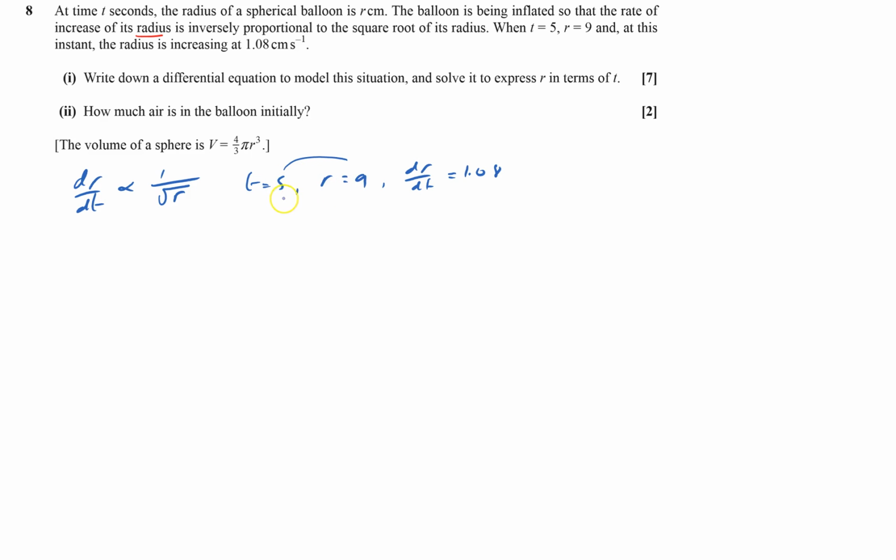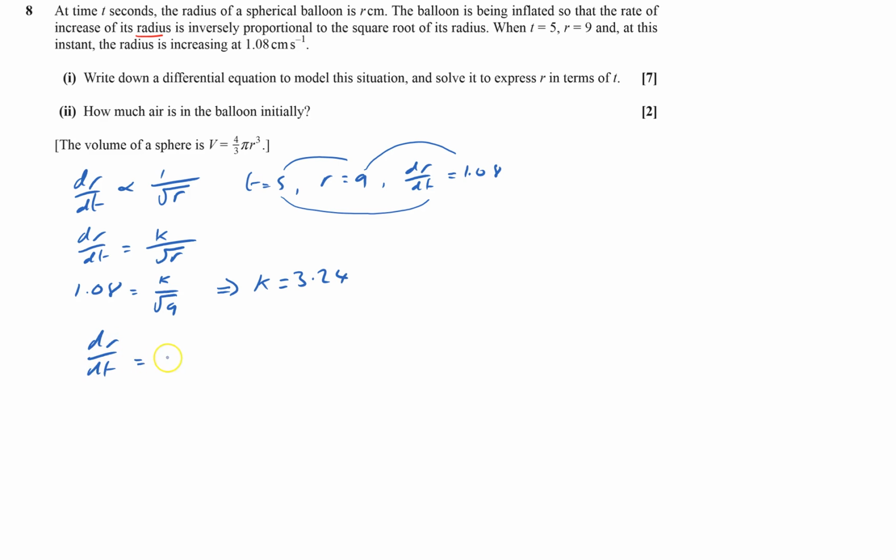It says t is 5, r is 9. It also says t is 5, that's 1.08. But actually, for this first bit, when we get dr by dt equals k over root r, it now says that r is 9 when dr by dt is 1.08. So we get 1.08 equals k over root 9, which implies that k equals 3.24, times both sides by 3. So now we get dr by dt equals 3.24 over root r.